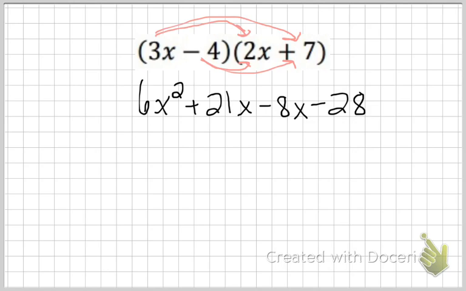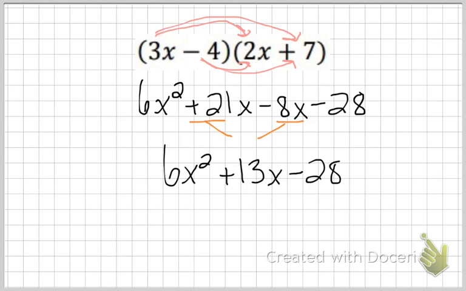We check our polynomial here, and we notice that these two are like terms, so those two can be combined. And so we get 6x squared. Then we combine 21 with 8 by subtracting 21 minus 8, and we get a positive 13x with a minus 28, and this is our simplified answer.